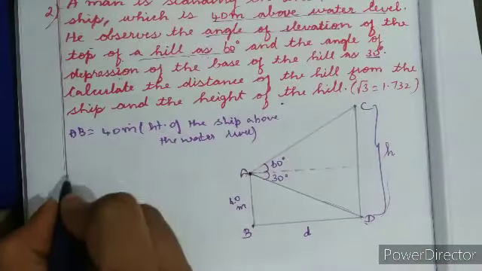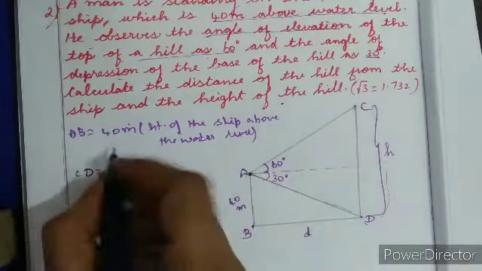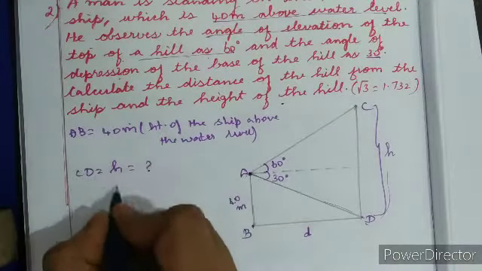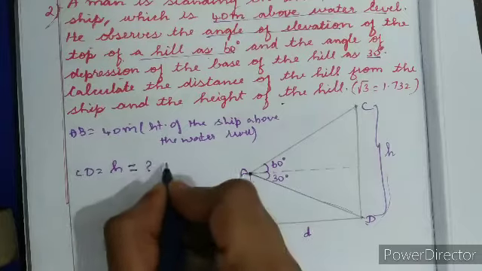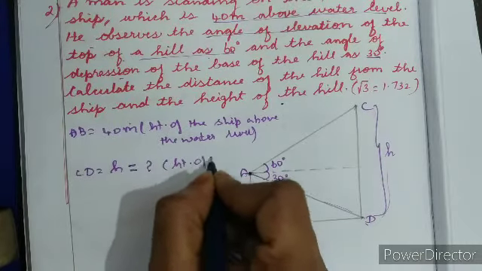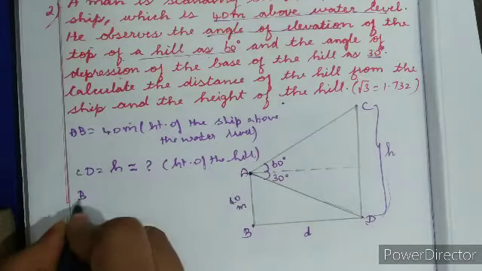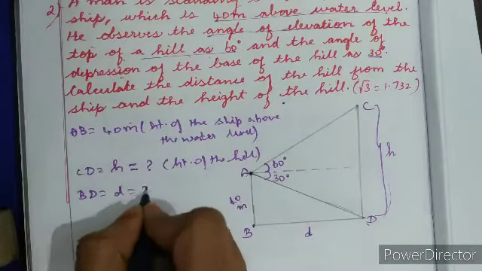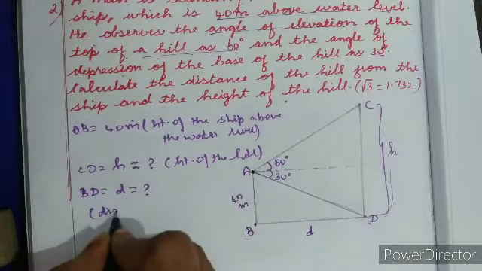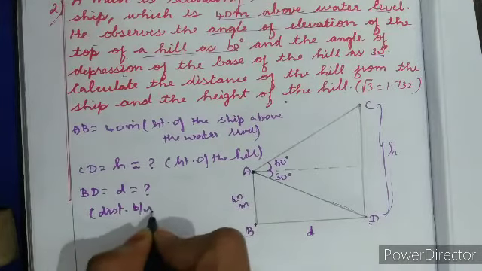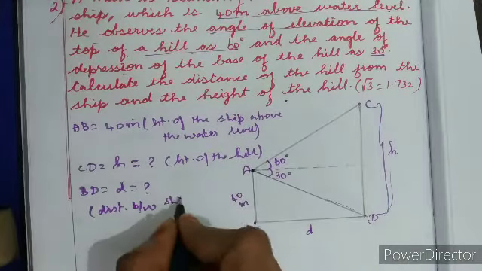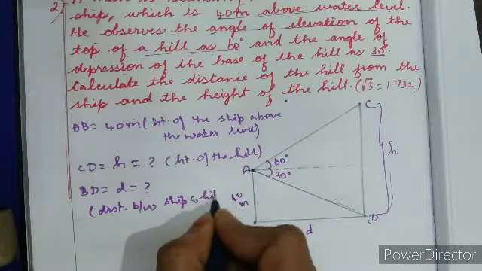Okay, so here CD is what we have to find. CD is equal to H, that is what we assume as H. We have to find the height of the hill. And also BD is equal to D, that is, it is the distance between the ship and the hill.